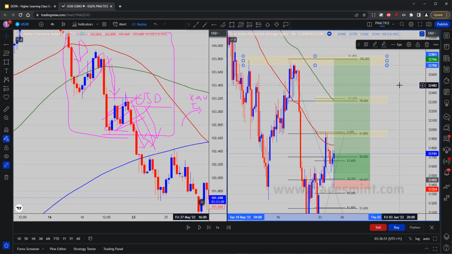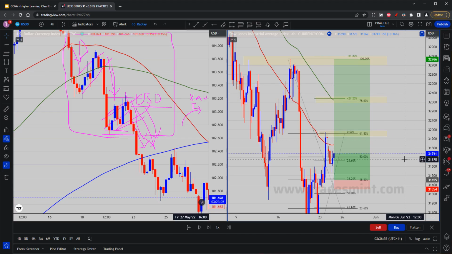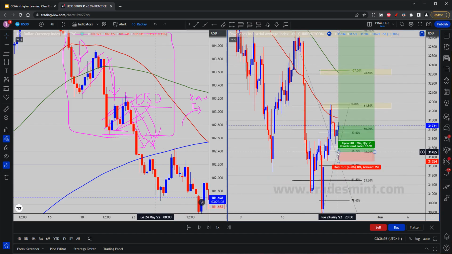Okay. So basically now we have a nice rejection of the 38.2. We entered here, we flipped the trade. We were looking for a short, but the DXY showed us that the market was going to flip in advance. So we knew that information in advance. We waited for this push. If you have a bit more experience, maybe you would have entered at this price, but in any case, it doesn't matter because we entered basically at the same price later on.